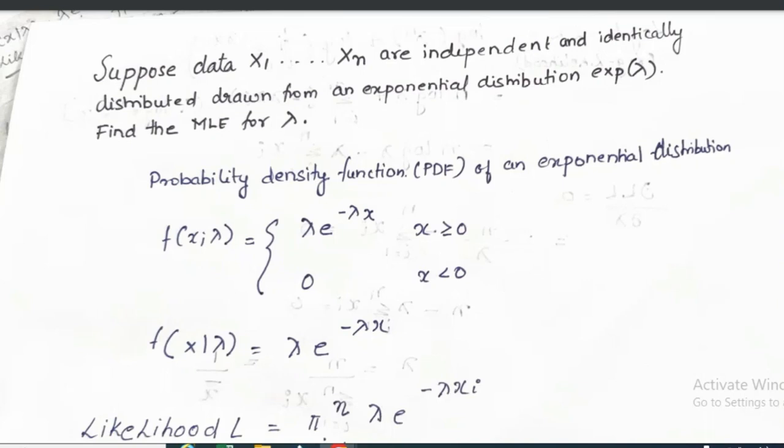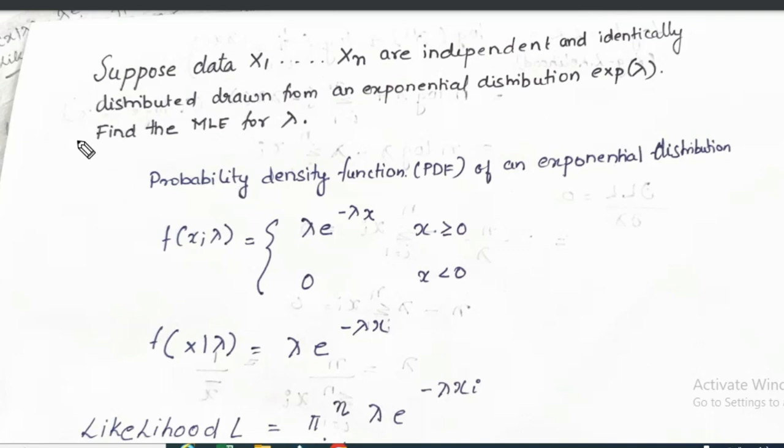Now we are going to part 2 of solving the problems based on MLE. So we'll start with the next question. Suppose that data x1 till xn are independent and identically distributed, drawn from an exponential distribution exp of lambda. Find the MLE for lambda.